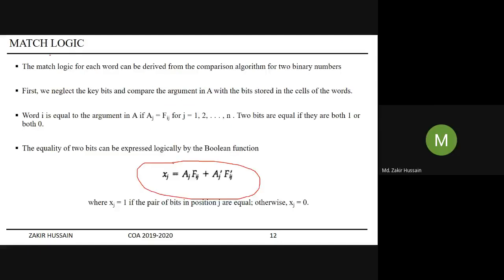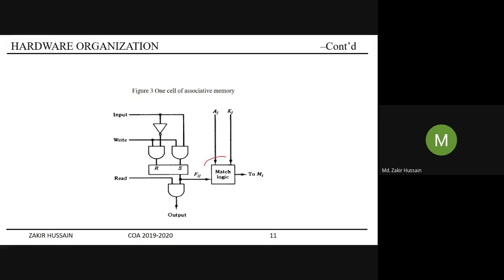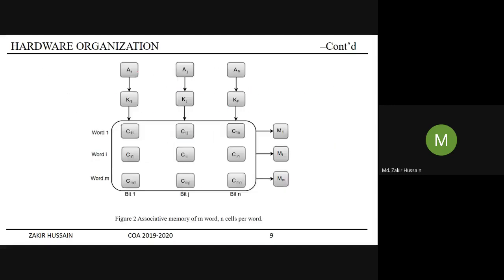So guys, let me explain again. From this point we lost the connectivity yesterday. This is the match logic. So finally, this is our argument register, and this is our key register. Two registers here. This entire one is our argument register, and this entire one is our key.